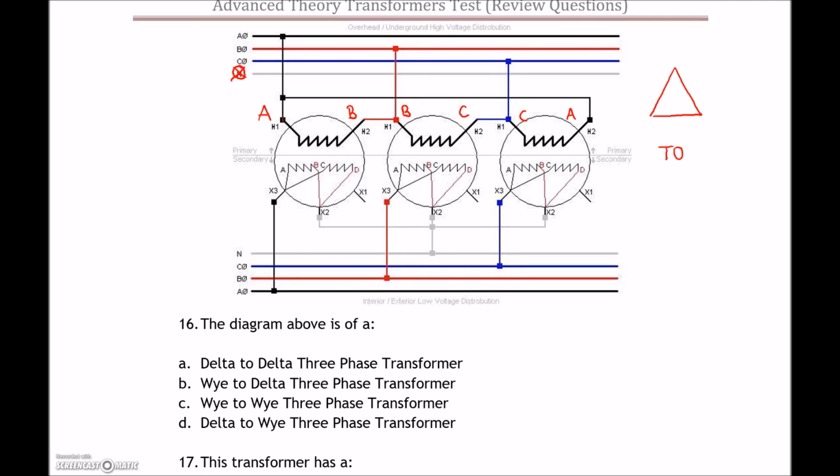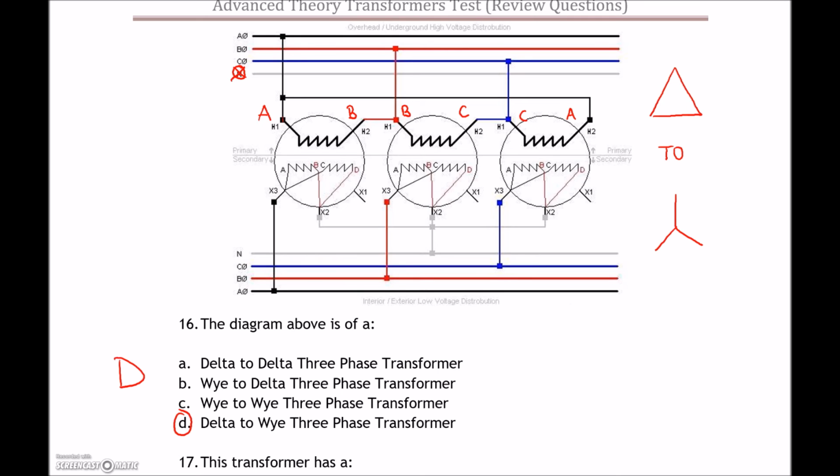And we can see that this X2 and this X2 and this X2 are all tied together at a star point and referencing that neutral conductor. So our secondary here is going to be a Y. Okay, so answer here, let's see, delta to Y, 16 would be D.